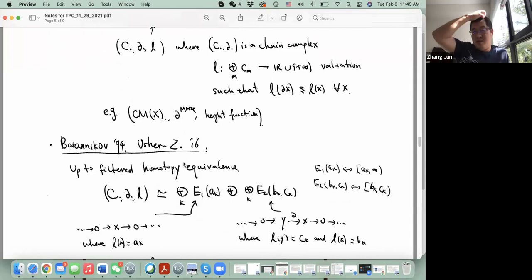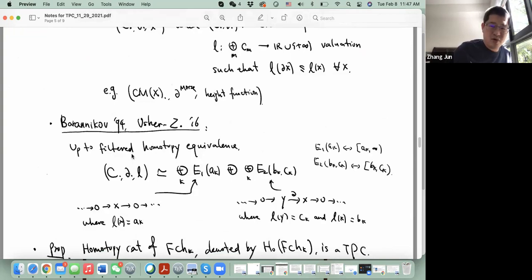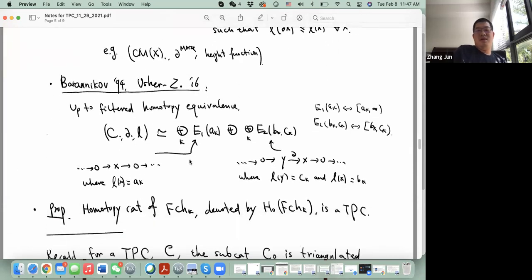There is a theorem that I think was first discovered by Barannikov in 1994, but in 2016 Mike and I rediscovered it, making it cleaner and stronger. It says the following: up to filtered homotopy equivalence, every filtered chain complex decomposes into a sum of the following two types of filtered chain complex. The first type, E1, is a chain complex with only one generator X and the rest zero, and the parameter a_k corresponds to the height of the filtration of this generator X. Then you have a second type, E2.